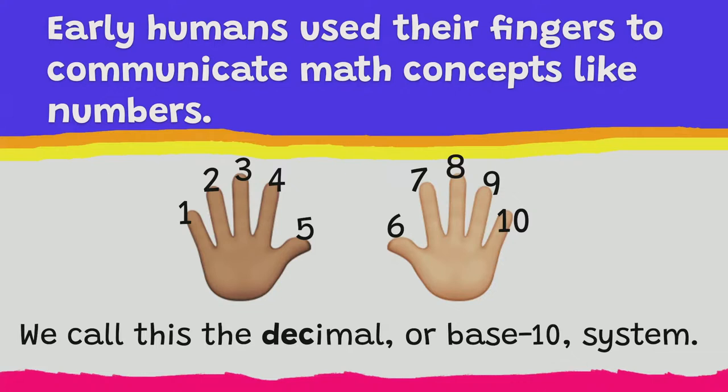I find calling it base 10, and base 2 for binary, or we'll see other systems in a moment, a bit easier because all the prefixes get confusing. But decimal is one that most kids hear, and so it's helpful to use that word. Early humans came up with this concept because of our fingers. We've seen lots of other cultures come up with other counting systems, and we're going to go over that in just a moment.